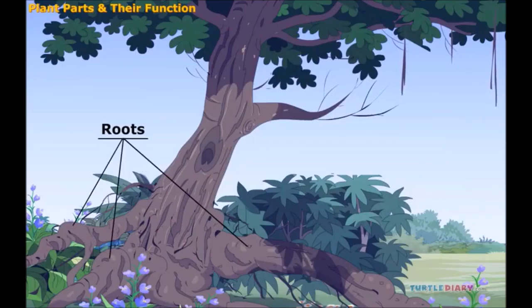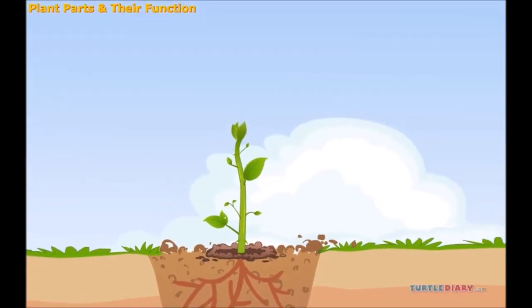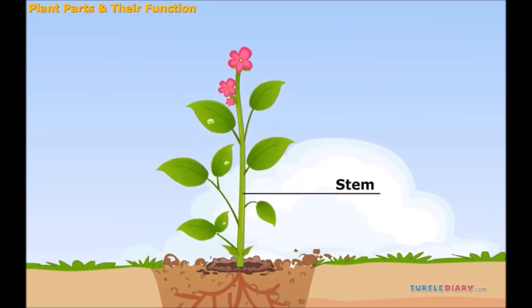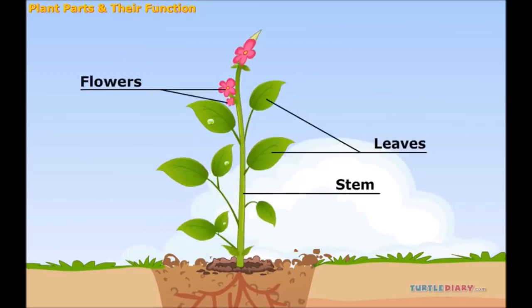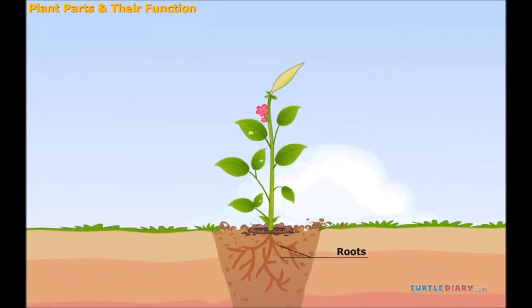Some tree roots are so big you can see them growing above the ground. The root absorbs or soaks up water and nutrients or food in the soil. This water and food goes up into the stem or trunk of a tree and out to the leaves, flowers, and fruit. Roots also grip the earth and keep the plant from falling over.